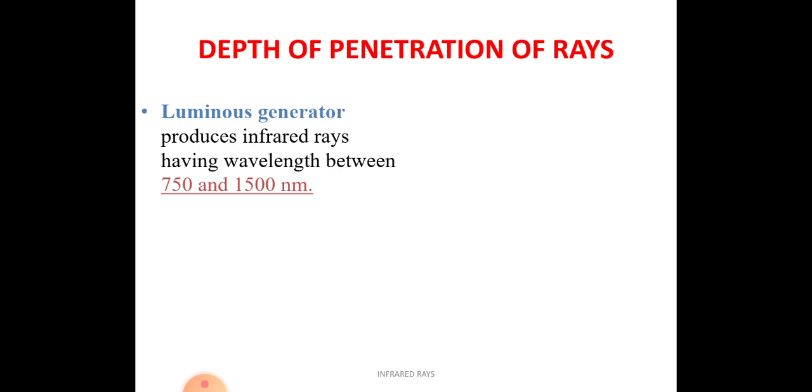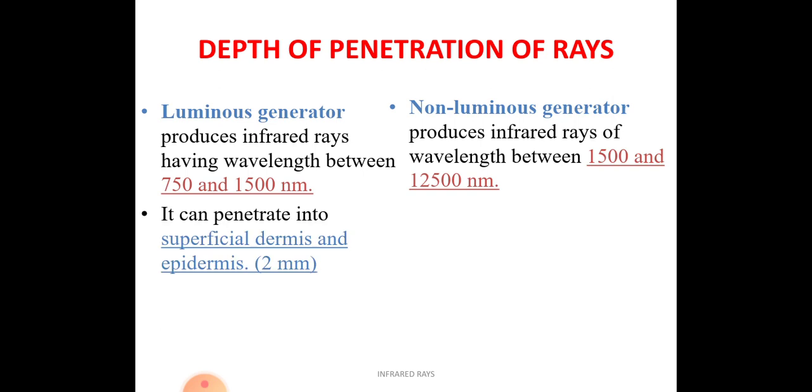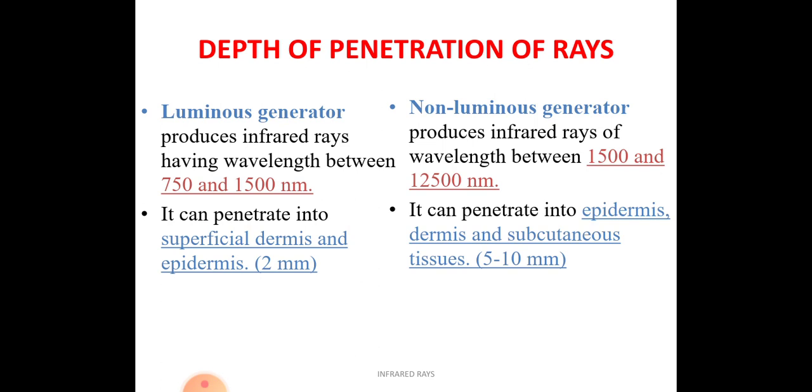Now the depth of penetration. The luminous generator has a wavelength between 750 to 1500 nanometer, while the non-luminous generator has a wavelength between 1500 to 12500 nanometer. The luminous generator can penetrate the epidermis and superficial dermis, so near about 2 millimeter of tissue is the depth of penetration. In case of the non-luminous generator, it can penetrate epidermis, dermis and subcutaneous tissue also, so that may reach up to 5 to 10 millimeter inside the body.